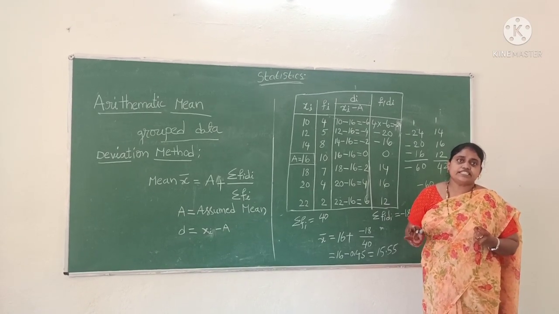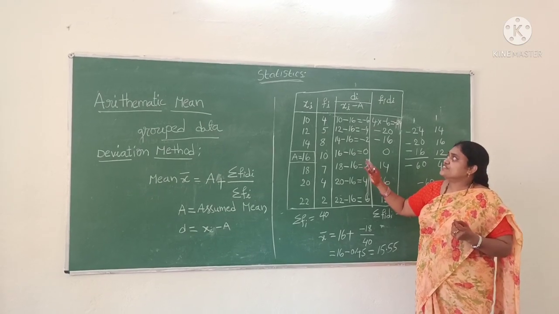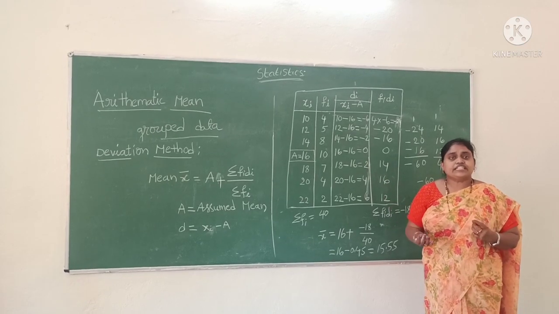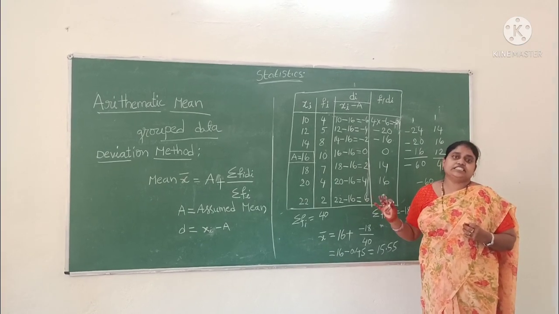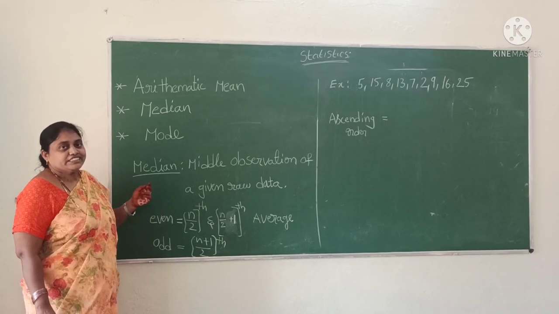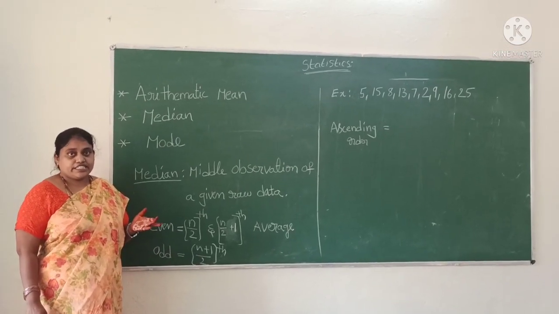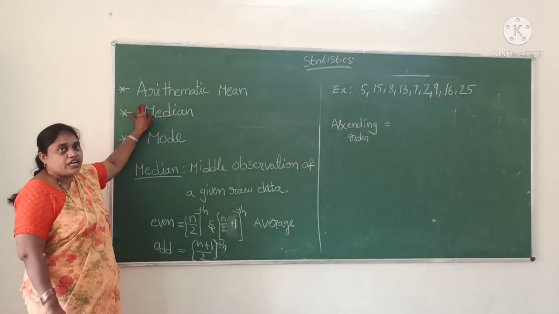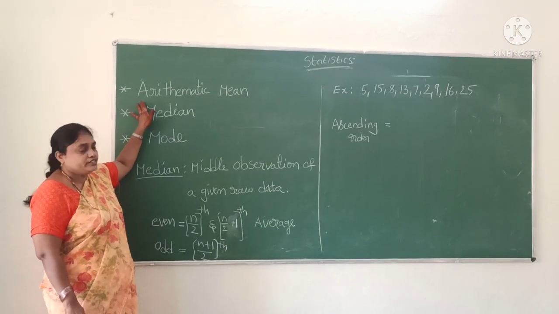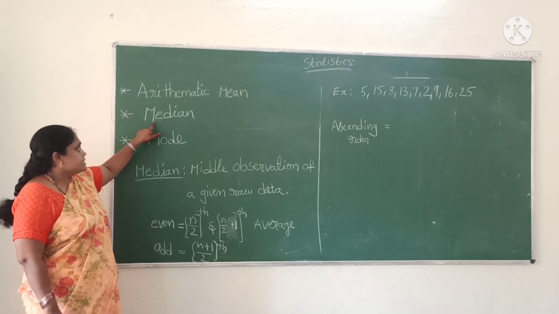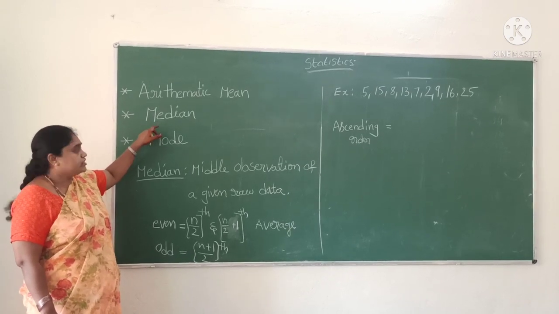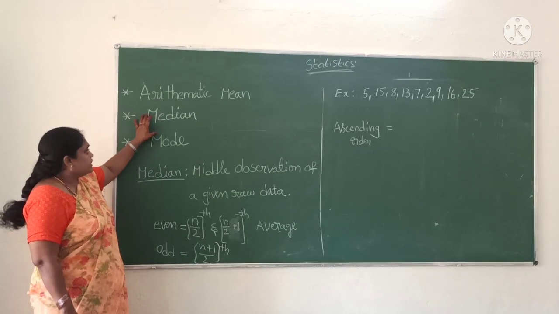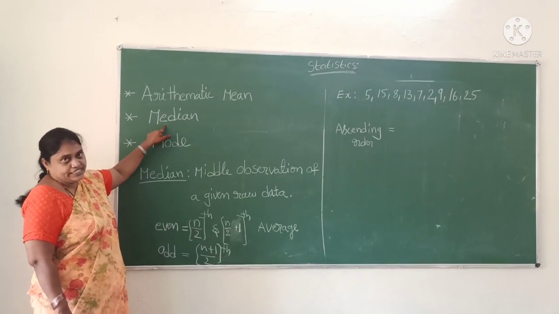Okay, understand students? This is the measures of central tendency. Arithmetic mean is the first one of the measures of central tendency. In measures of central tendency we learn about arithmetic mean and how we calculate it. Next, the second one is median and the third one is mode. Now, how do we calculate the median?